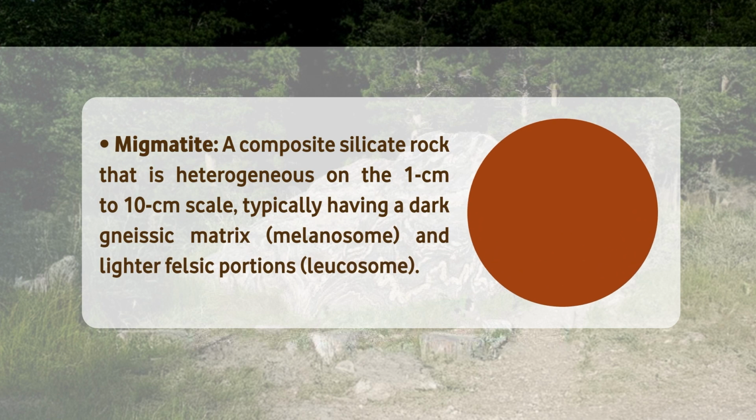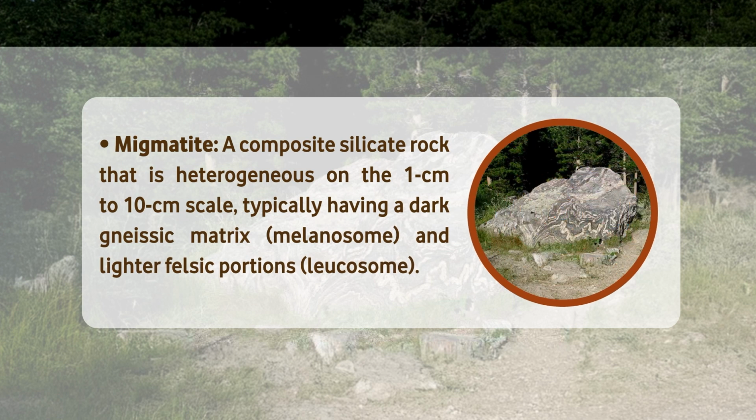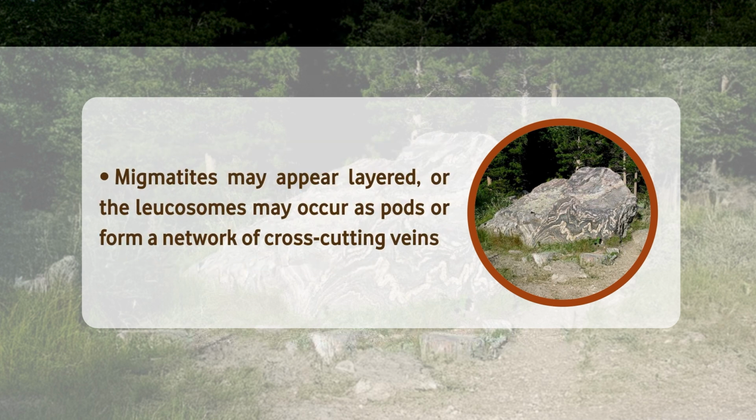Then we have migmatites. This is a composite silicate rock that is heterogeneous on a 1 to 10 centimeter scale, typically having a dark gneissic matrix, melanosome, and lighter felsic portions, leucosome. Migmatites appear to be layered, or the leucosomes may occur as pods or form a network of cross-cutting veins. Migmatites are usually rocks which are believed to have formed by partial melting of a rock, anatectic melting, which has resulted in the formation of migmatites.